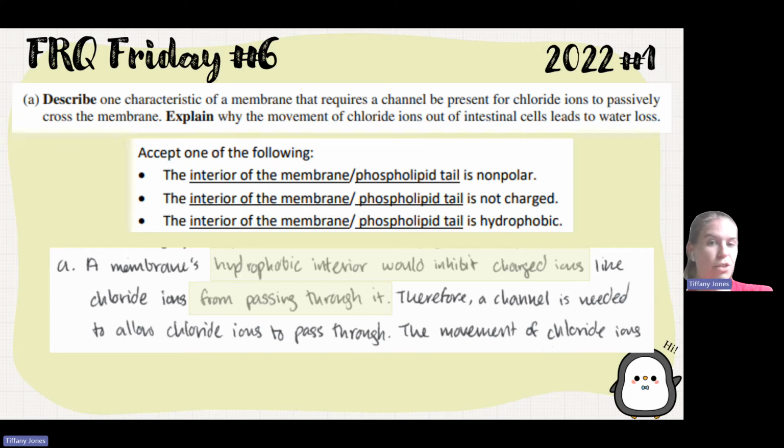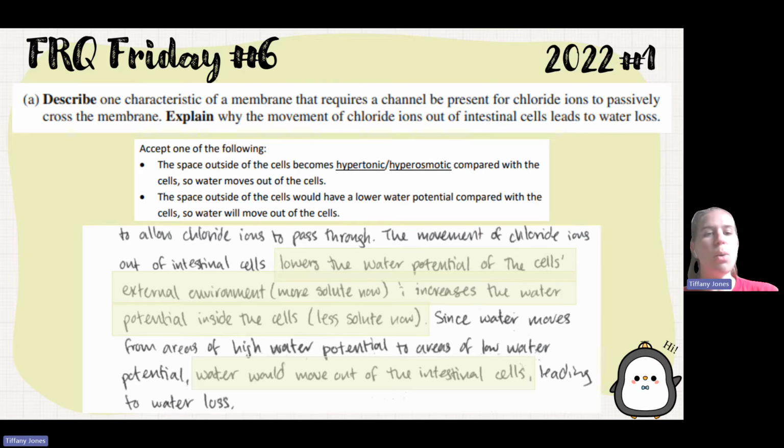And so they got the point there for talking about that we have this hydrophobic interior, and that's inhibiting these charged things from passing through that membrane, which demonstrated they understood that it was the interior of the membrane. They then go on to talk about the second part, where the movement of chloride ions out of their intestinal cells lowers the water potential of the cell's external environment and increases the water potential inside the cells. That would cause our water to move out of our intestinal cells.